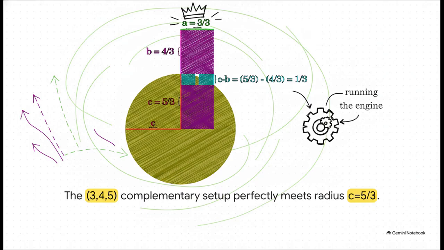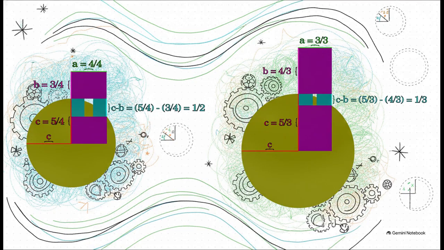C minus b. 5 over 3 minus 4 over 3 gives us a capping block height of exactly 1 over 3. Stack the rise of 4 over 3 plus that block of 1 over 3 and you get 5 over 3. Once again, the geometry perfectly, flawlessly aligns with the crown of the circle at radius c. Seeing these two setups side by side really drives home just how elegant this framework is. It literally doesn't matter how the dimensions of the internal triangle shift, the algebraic alignment holds up perfectly every time.